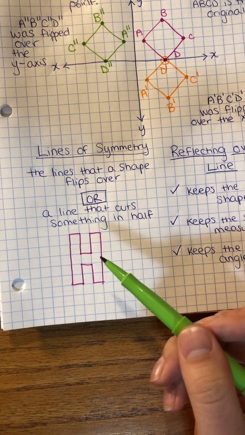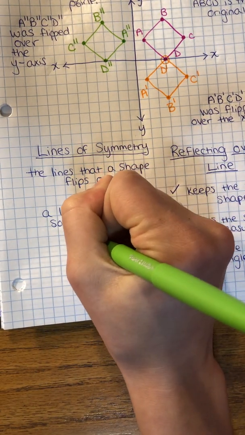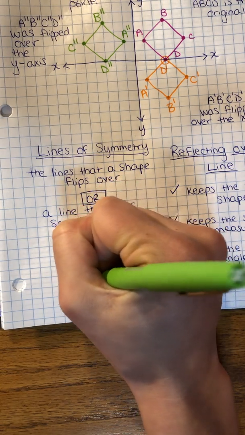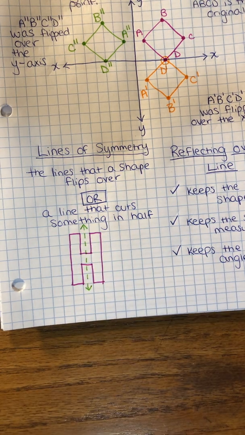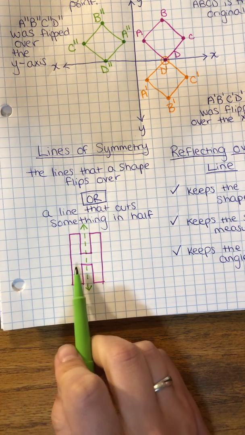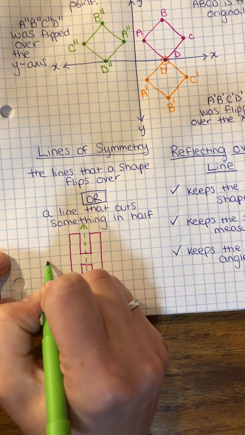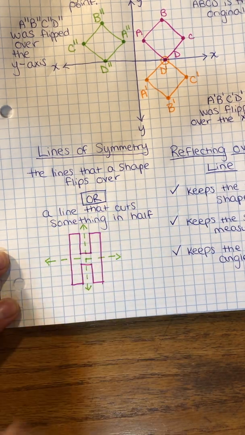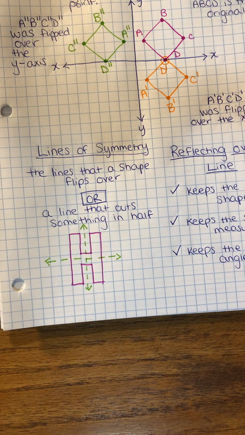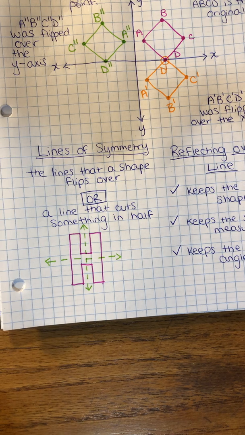So the letter H has two lines of symmetry. It has two lines that cut it in half. One line of symmetry runs from top to bottom, dividing it in half, so the left would look exactly as the right. And its second line of symmetry goes through the middle of the shape. So if we were to fold the shape in half, the top would look identical to the bottom.